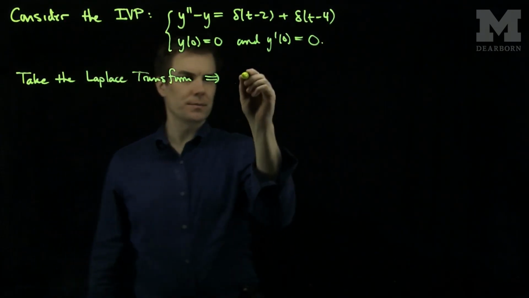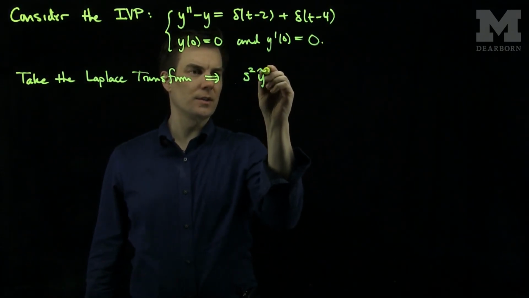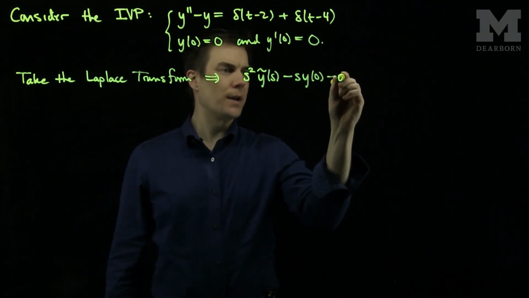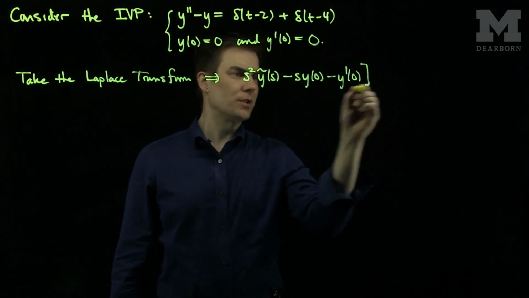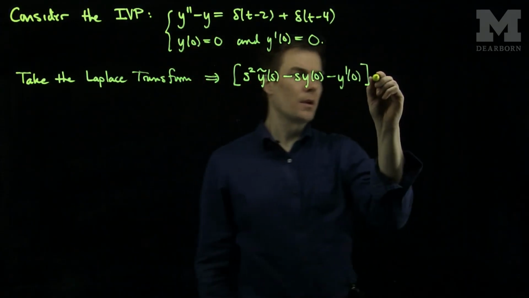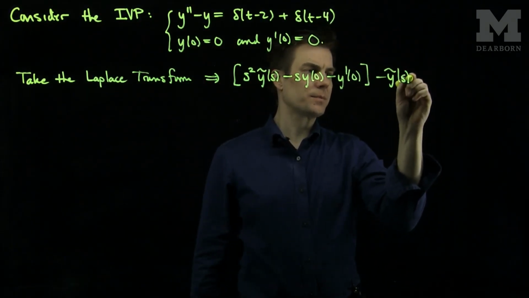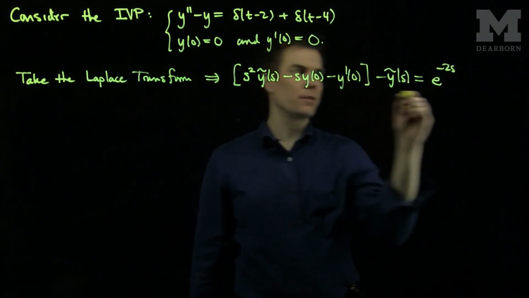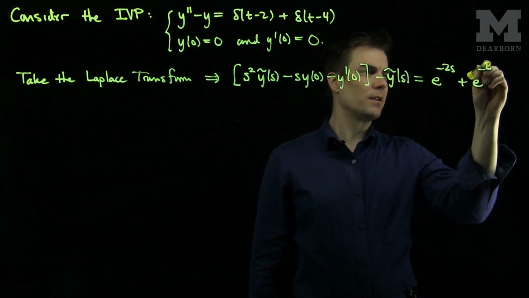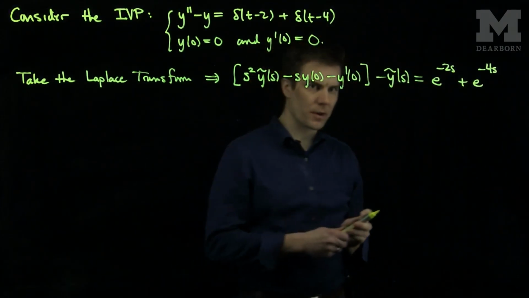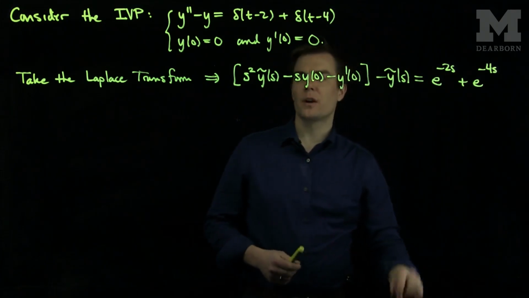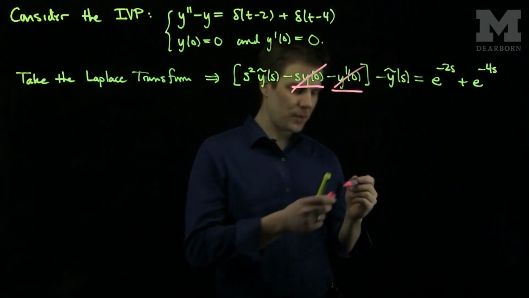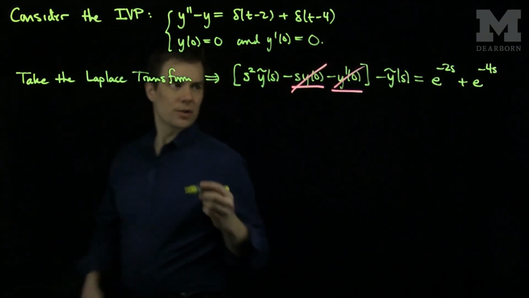And this will give us s squared y tilde of s minus s y of 0 minus y prime of 0. That's my second derivative term. Minus y tilde of s is equal to e to the negative 2s from this delta function and e to the negative 4s from this delta function. At this point, we can plug in our initial conditions that both y of 0 and y prime of 0 are 0, and this allows me to factor the equation.